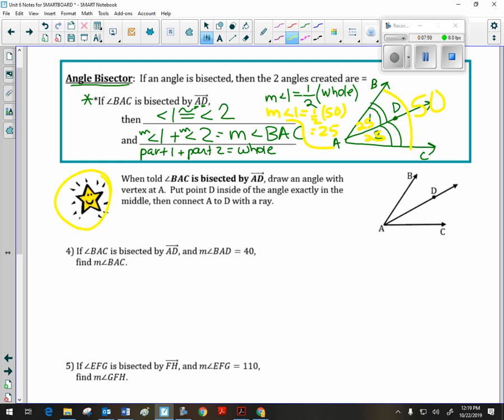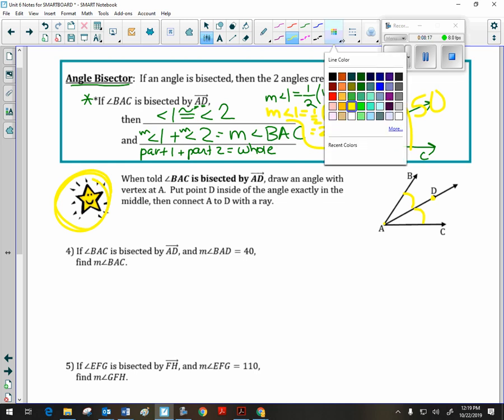So in this section here, they're telling you when you're told that the angle is bisected by AD, you want to draw your angle with your vertex at A, and point D needs to sit somewhere in the interior of the angle such that the two angles that are created are equal to each other.